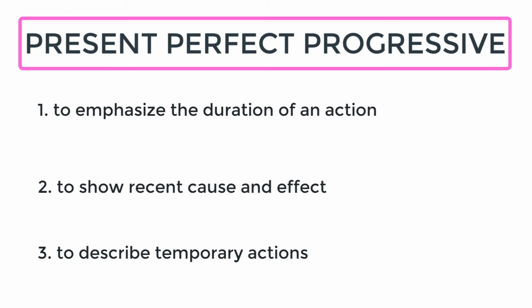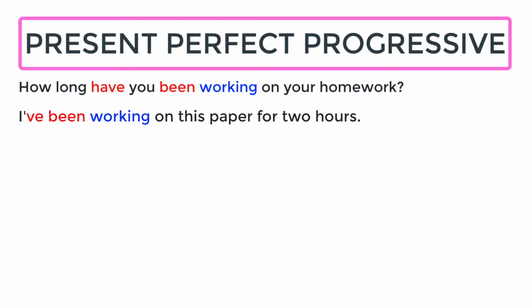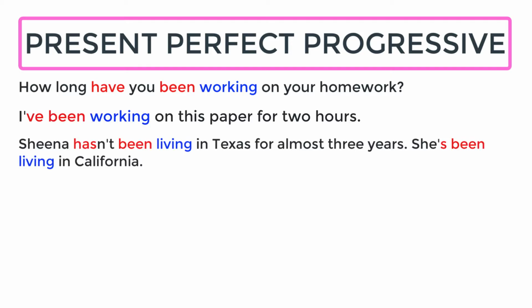Let's look at some examples of the present perfect progressive. How long have you been working on your homework? I've been working on this paper for 2 hours. Sheena hasn't been living in Texas for almost 3 years. She's been living in California.